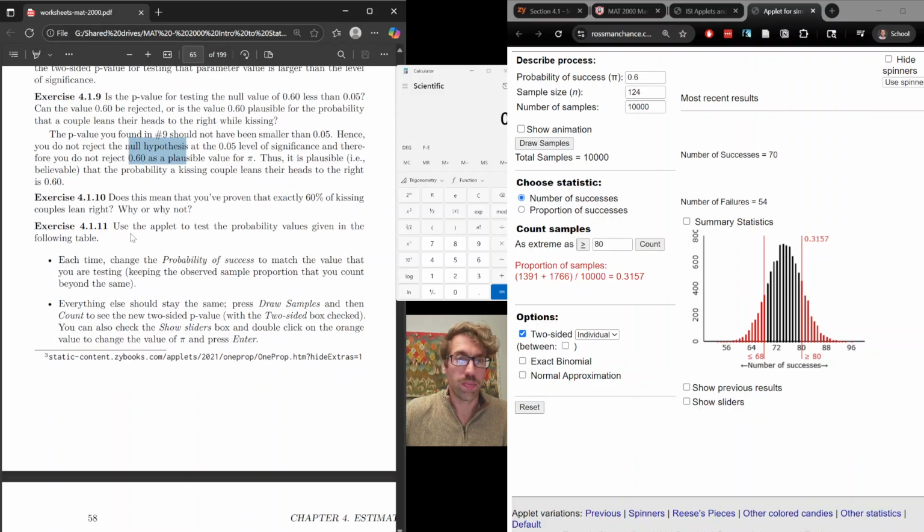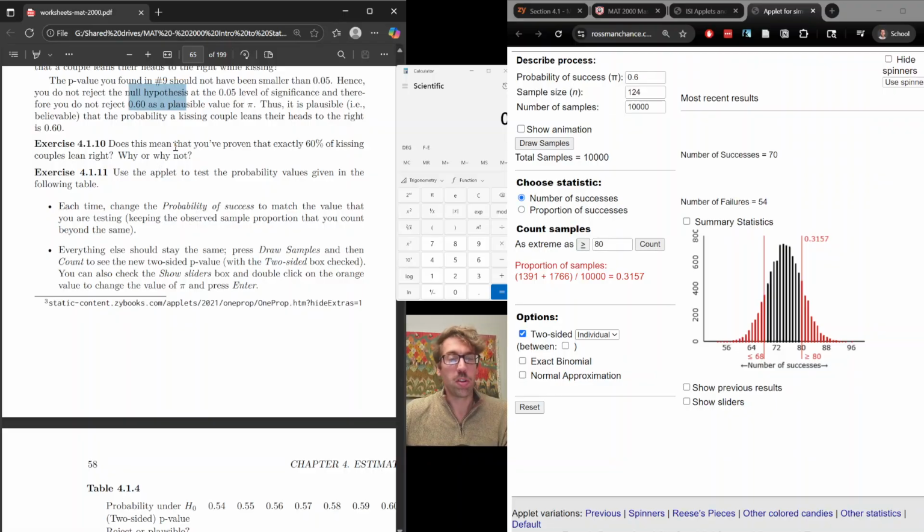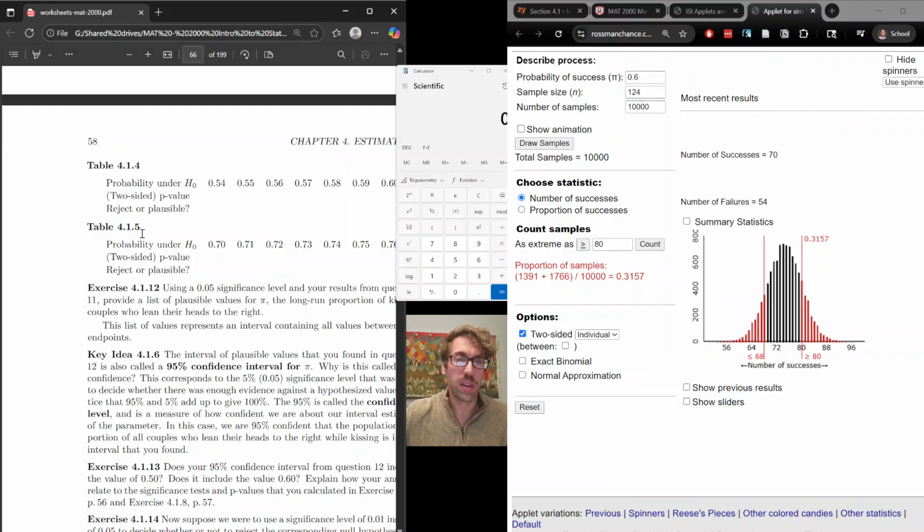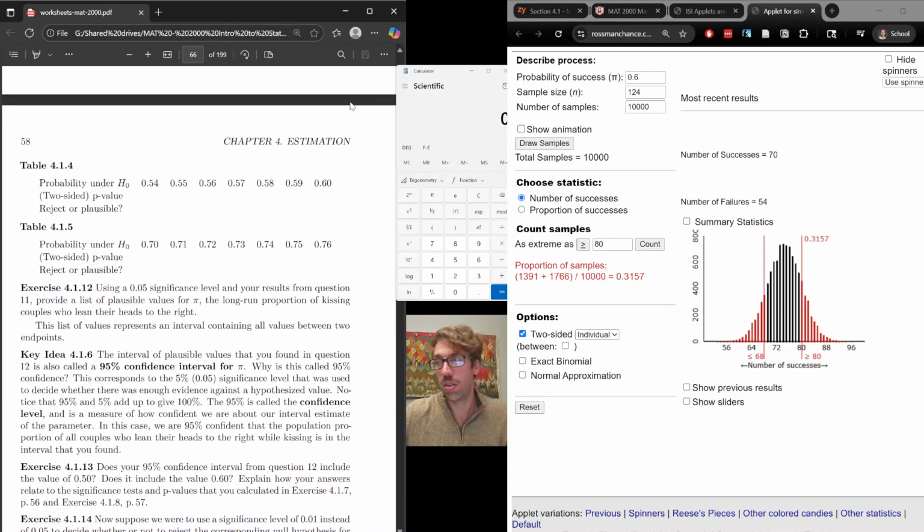All right, so number 10. Does this mean that you've proven, and proven is a key word there, that exactly 60% of kissing couples lean right? Why or why not? Then use the applet to test probability values given the following table. Each time, change the probability of success to match the value you're testing. Everything else should stay the same. So you just got to do this a lot and record a lot of p-values.